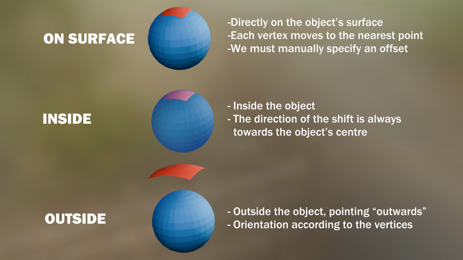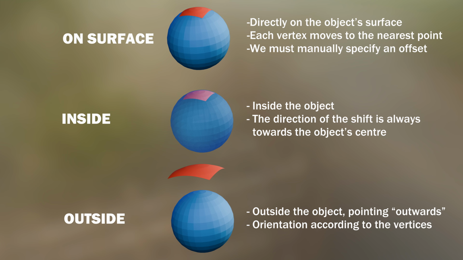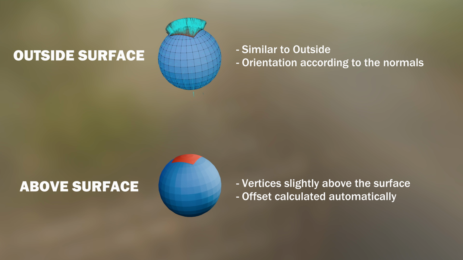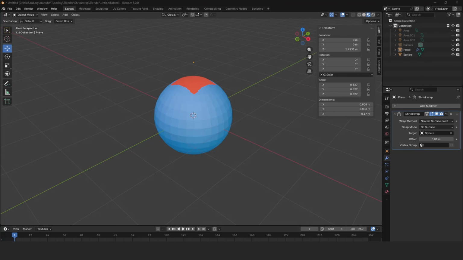Besides the wrap method, we can also set a snap mode, which affects how the vertices attach to the target object. It determines exactly where the vertices stop when cast from their original position towards the target, whether on the surface, beneath it, or with a gap between the sticker and the object. The last options we haven't covered are located up here under these icons.